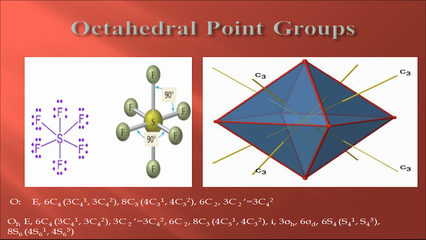So that is cubane. That is E, 6C4, 3C2 dash, 3C4, 6C2, 8C3, i, 3 sigma H, 6 sigma D and 6S4, 8S6. This is the point group for cubane.